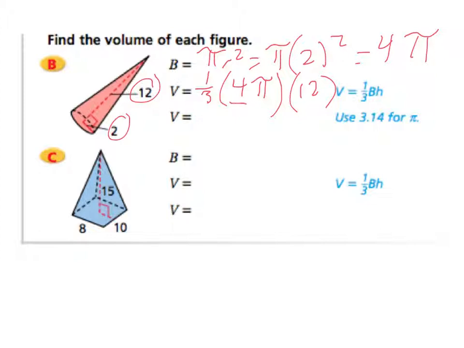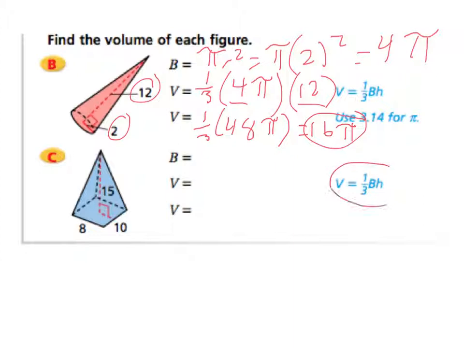So if we do 4 times 12, that's 48. So 1/3 times 48 pi. And 1/3 times 48 is going to get us 16, and then pi. Then you can also multiply 16 times pi to get a number without the pi sign. Okay, but I would take 16 pi. That's okay as well.